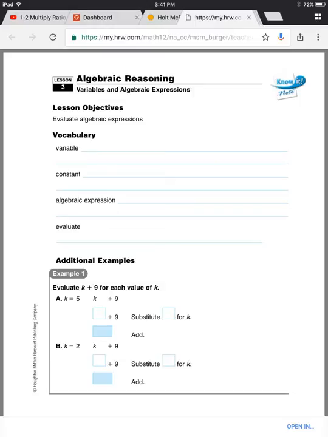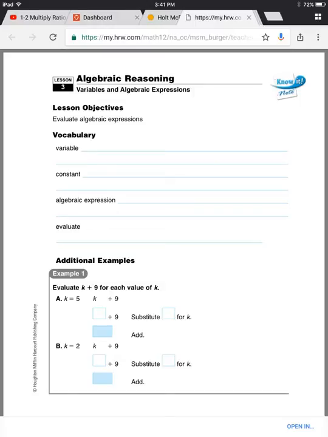Evaluate means to find the value of a numerical or algebraic expression. Simpler way to say that would be to find the answer. If you see the word evaluate, find the answer. Okay? I don't know why we have to go make things so more confusing than they need to be.